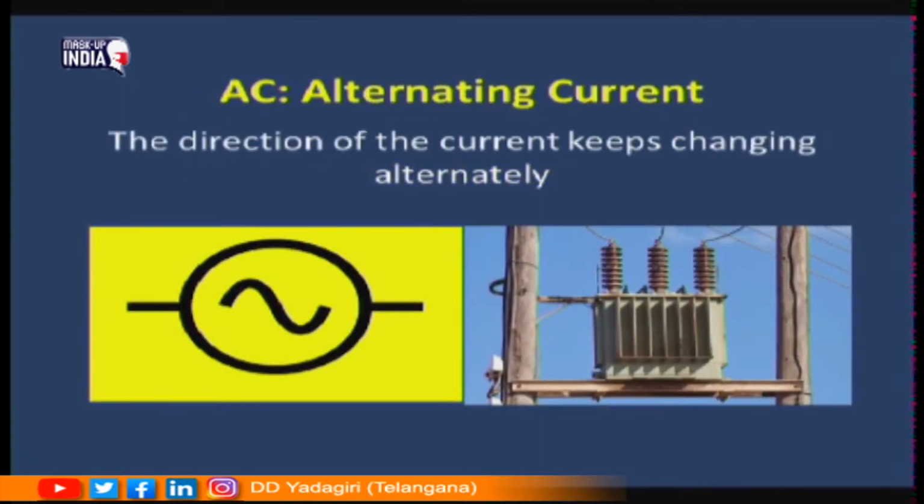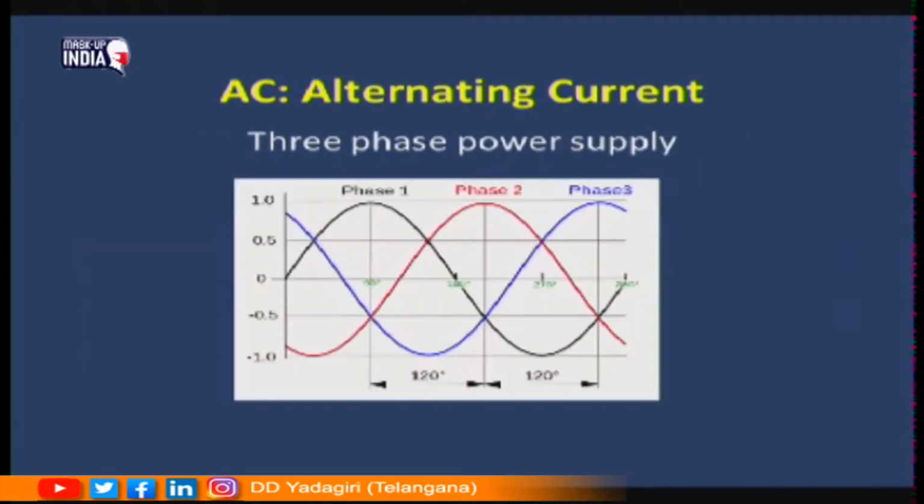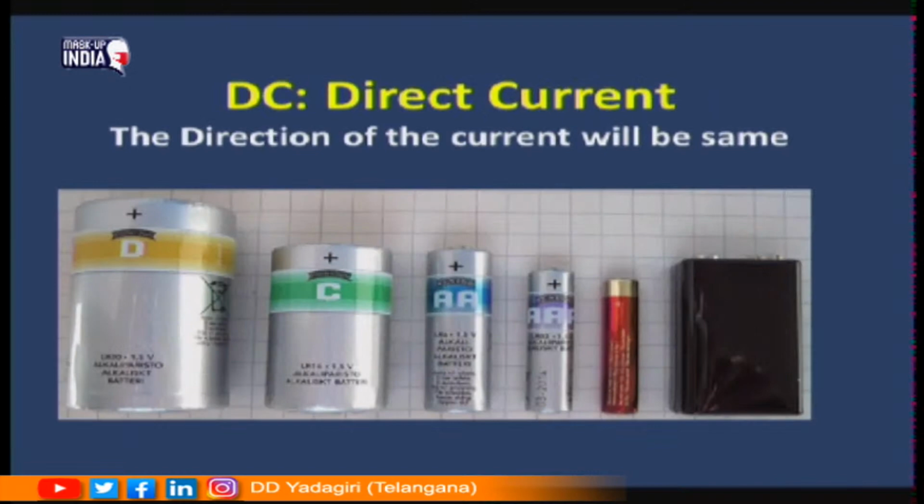In AC, the direction of current keeps changing alternately, and the supply which we get is 220 volts and 50 hertz, which means the direction of current changes 100 times every second. This is the graph of 3-phase AC power supply, whereas in DC the direction of current will be the same, and DC current will be provided by sources like batteries.